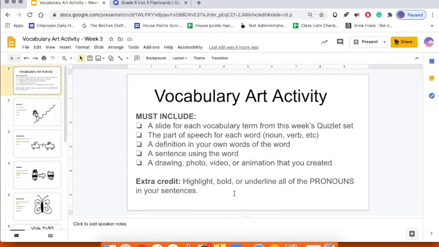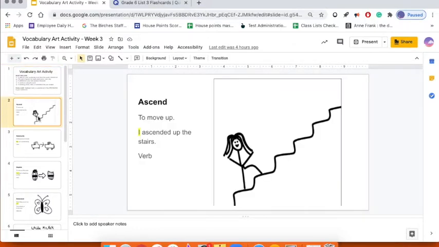I want to show you an example of someone's vocabulary art project that met all of the criteria. They have their vocabulary word, the definition, a sentence, a verb, and then the extra credit is to highlight the pronoun. So I is one of our pronouns. And then they did this nice drawing. You don't need color. It's not necessary. I just need to be able to see it and understand what I'm looking at.